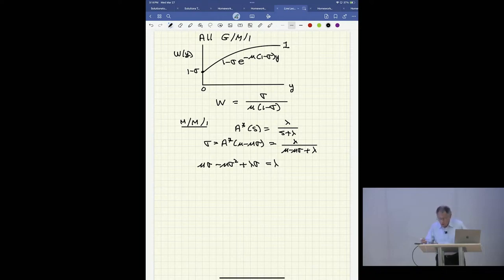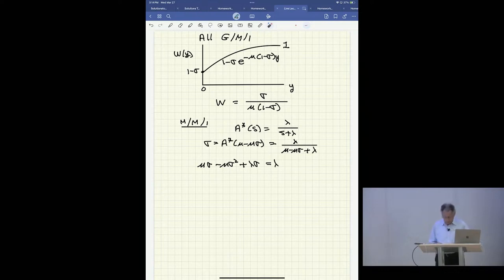Sigma equals 1 is always a root. How do you know that? Well, look at this expression over here. Sigma equals 1 means you're talking about A star of mu minus mu, A star of 0. A star of 0 is 1. Sigma is 1. So sigma equals 1 always satisfies this equation. It will always be a root of the polynomial that we're generating here.